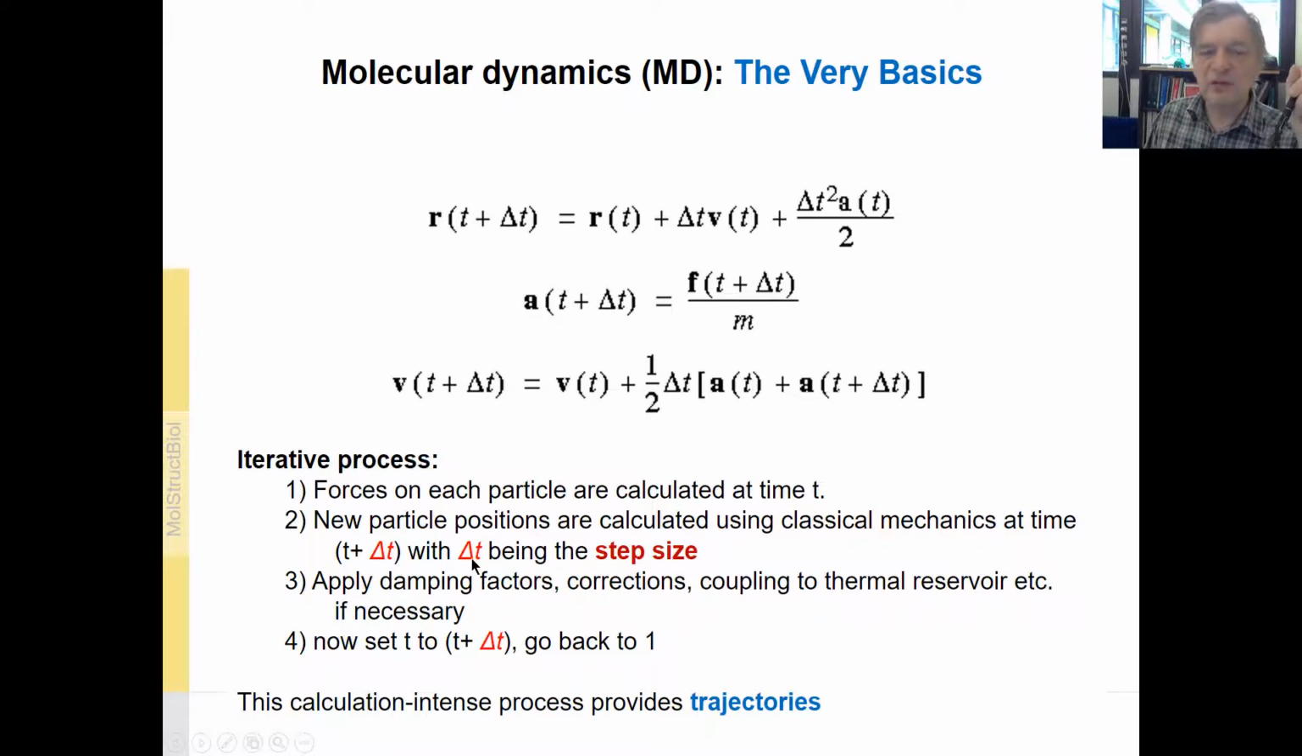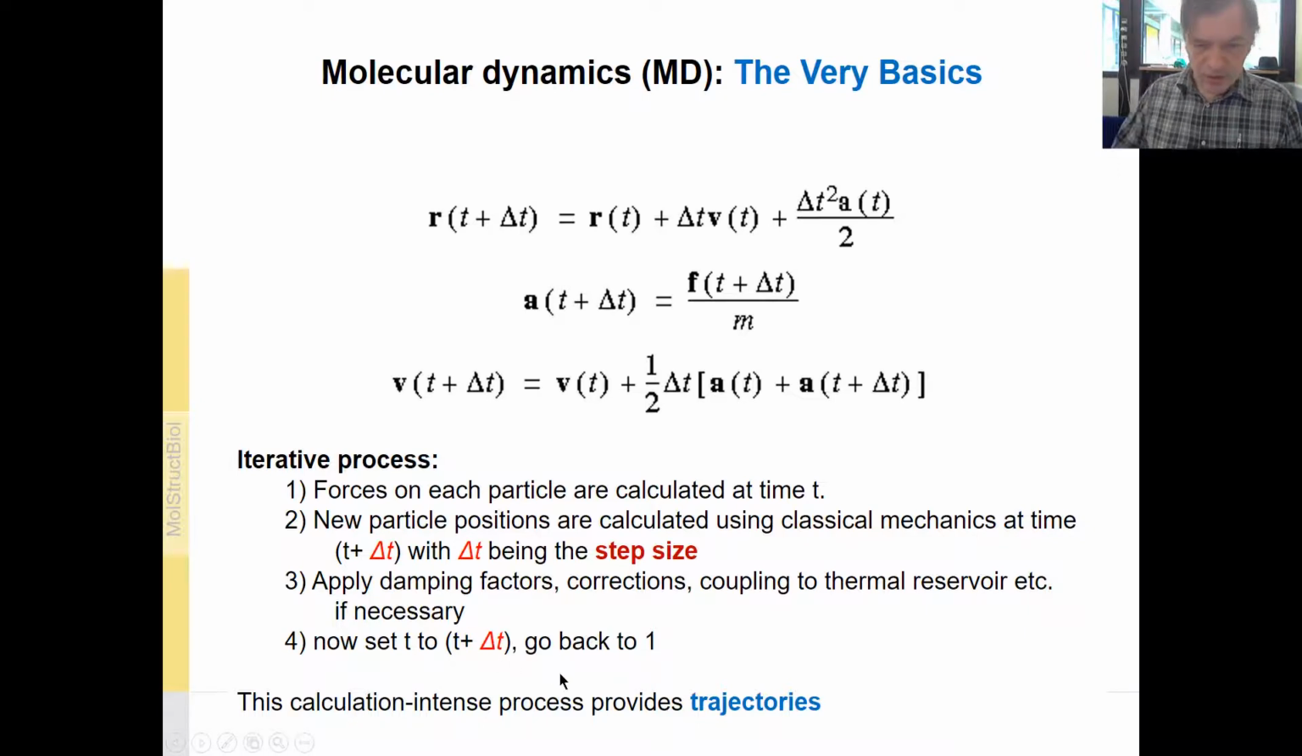The delta t is very interesting because it is called the step size. Then, number 3, we apply some damping factors, corrections, coupling to a thermal reservoir, etc., to get the system well behaving and stable. And then set t to t plus delta t, go back to 1 and do this. And do this millions of times, sometimes maybe billions of times, spending computer weeks and months.